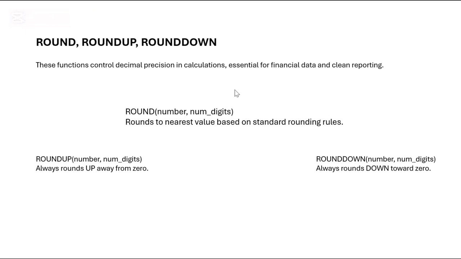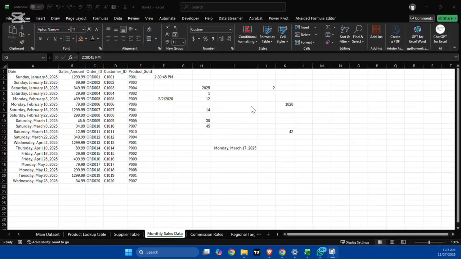So let's take a look at how we can use these functions in our Excel sheets. Let's check how ROUND works. We've said ROUND is a function that controls decimal precision in calculations. It is essential for financial data and clean reporting, and we have different kinds: ROUND, ROUNDUP, and ROUNDDOWN. So let's start with ROUND.